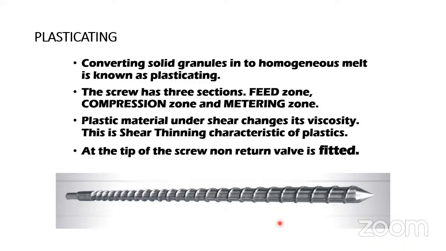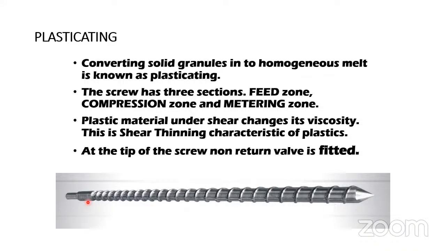We have seen this is the tip of the screw. There are threads of the screw. It is called a root diameter. There are a number of flights. Shank and hub are there. This is a hub. This is shank.